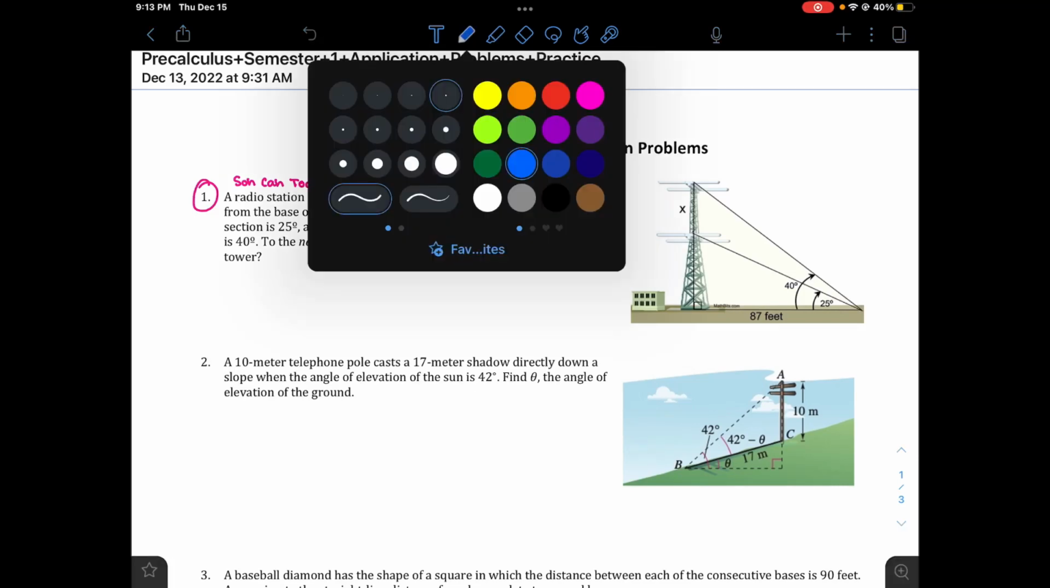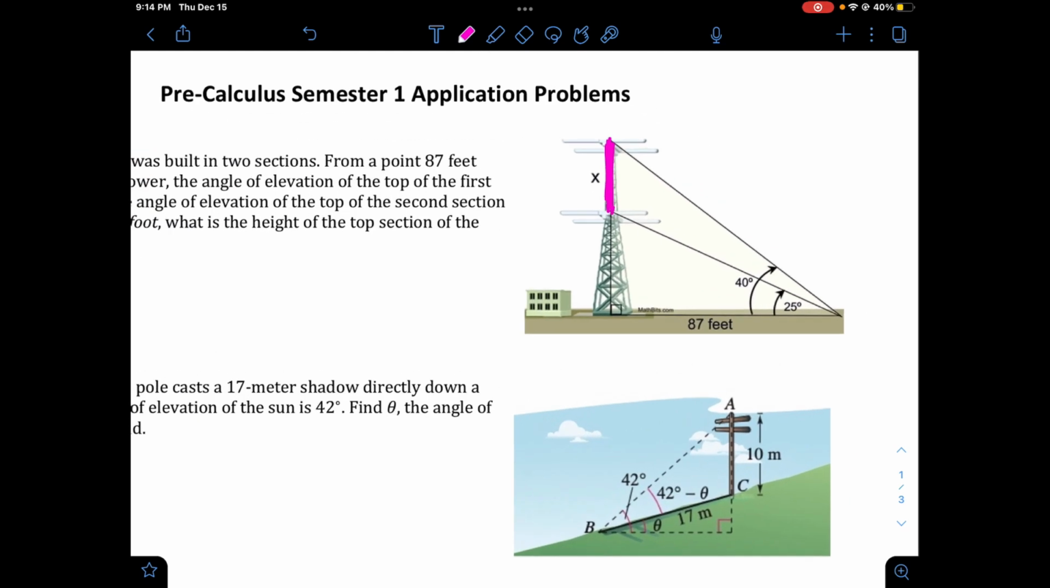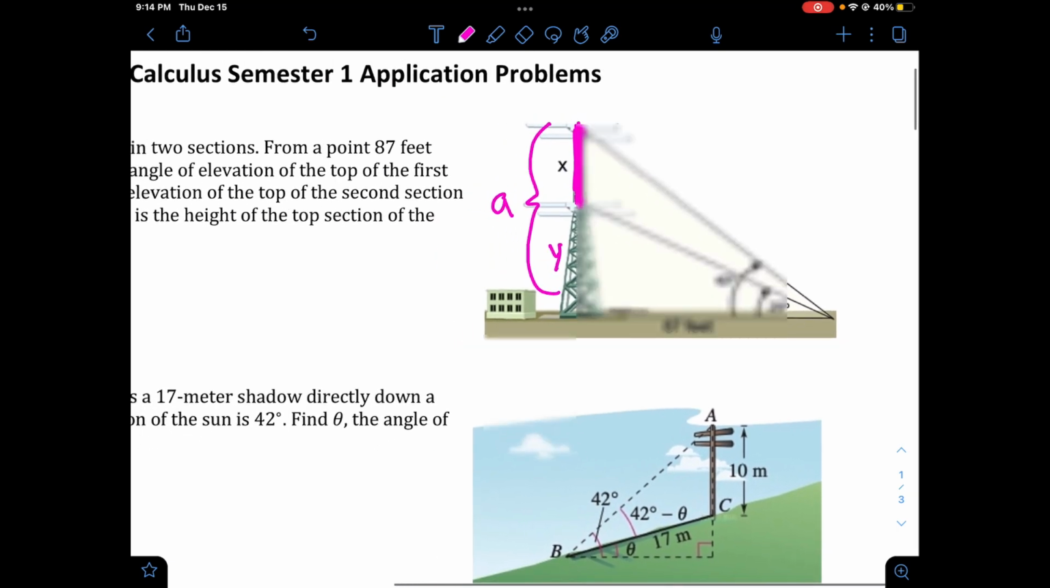Okay, so for problem number 1, we are trying to find the top section of the tower, which is X right here. So first I would like to split it up again. I'm going to make the bottom section Y, and then I'm going to make the full thing A. So we have 87 feet right here, which is adjacent, and we're first going to find the full thing.